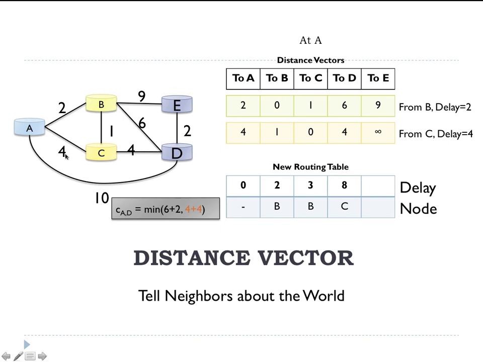And lastly, can we get to E now? Well, what are our options? We can get to E through B at a cost of 9 plus 2, 11, which is, right, we've got the 9 here, and we know that we can get to B in 2, or we can get to E through C at a cost of infinity plus 4. Which one of those is smaller? Right. Always choose the one that doesn't include infinity.